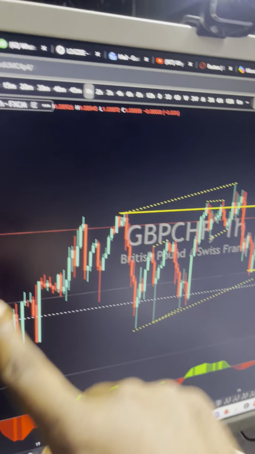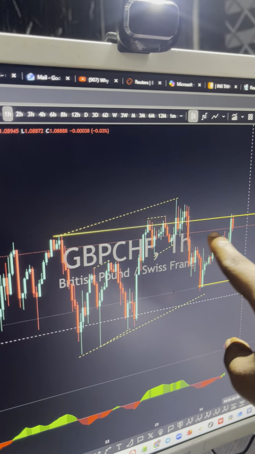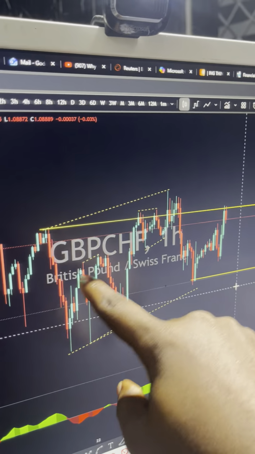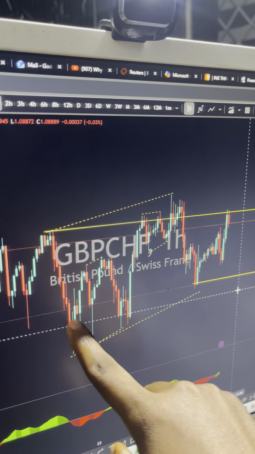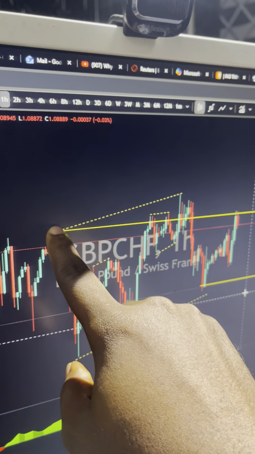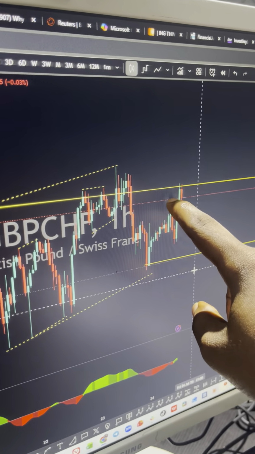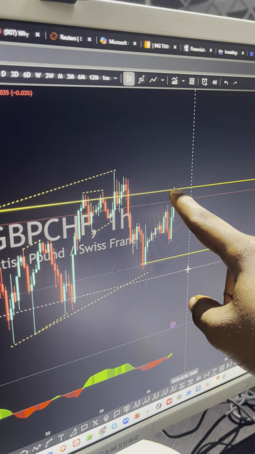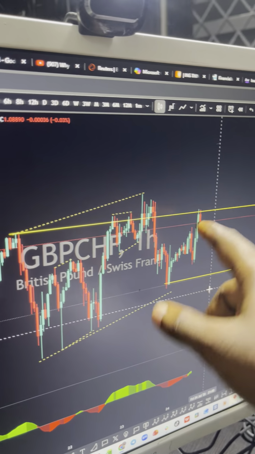Because this impulse is what needs to be taken out for structure to be completed, not this high, because this is the impulse here. Those who understand wave theory call this a running flat. This high is what is meant to be taken out, and we have raided that high, and that was why I was out. You can see how price is reacting at this point.